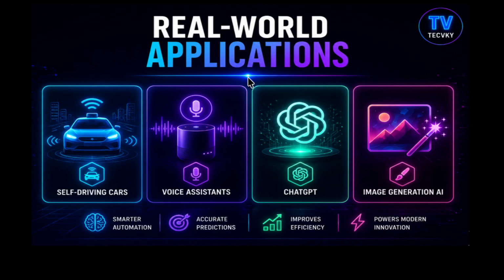Deep learning is behind many technologies we use daily. Self-driving cars use it to understand road and traffic. Voice assistants use it to understand speech. ChatGPT uses deep learning to generate human-like responses. AI image generators use deep learning to create realistic images from text prompts. These systems become possible because deep learning can process large amounts of information.